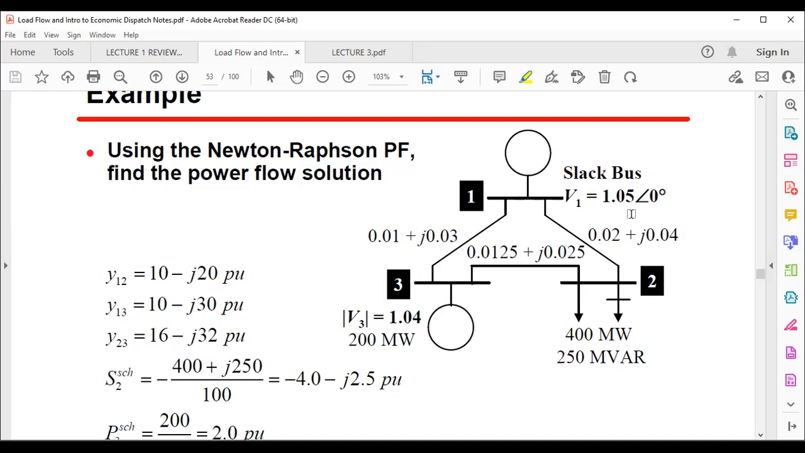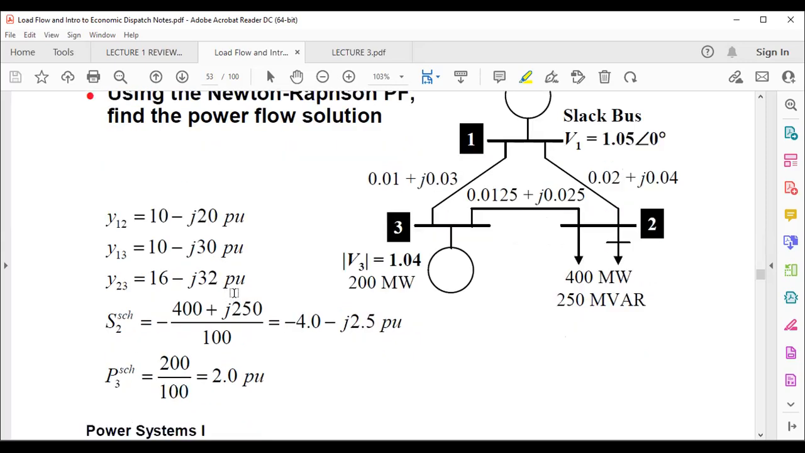Now, based on this, we should be able to calculate the Y-bus matrix. For us to calculate the Y-bus matrix, we can initially calculate the admittances. The admittance, for example, between bus 1 and bus 2 is the inverse of this impedance. So 1 over 0.02 plus j0.04 gives 10 minus j20. Similarly, we can get Y13 and Y23. And based on this, we can calculate the Y-bus matrix.